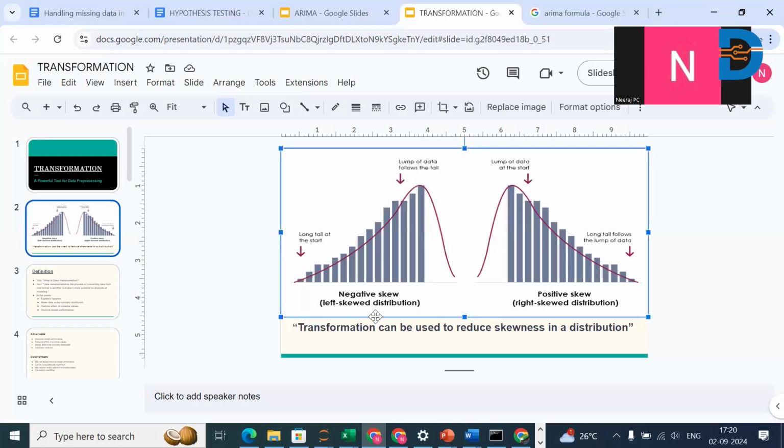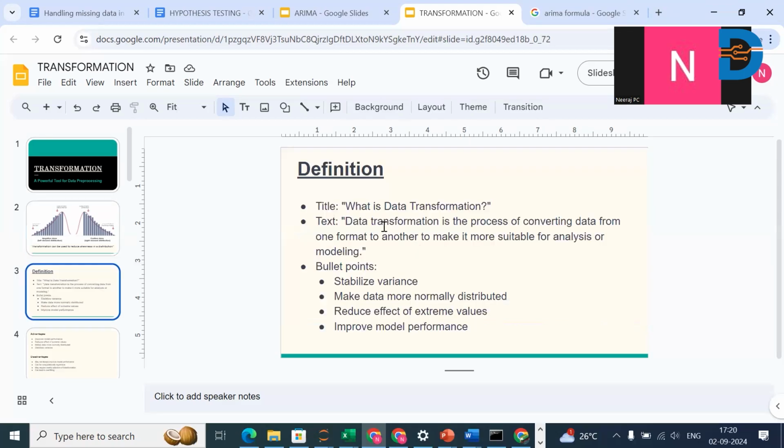So either you're getting negative skewed or left skewed, positive skewed or right skewed distribution, both of which are not desirable. So transformation has to be done to convert it into a normal distribution. Let me summarize it for you: conversion of a non-normal distribution data set into a normal distribution data set. So transformation is the process of converting data from one format to another, so that we make it more suitable for analysis and modeling.